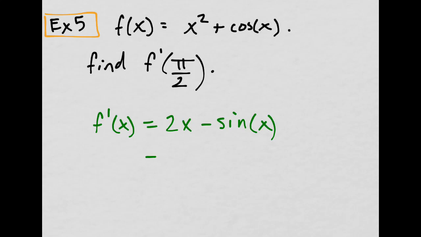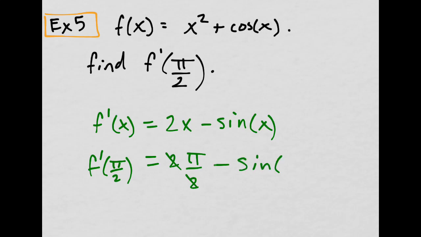All right. So what you get is f prime of pi over 2. You just plug it in, and you get pi over 2 times 2. Oh, look at that, that cancels out. Isn't that beautiful? All right, the sine of pi over 2. So what's the sine of pi over 2?